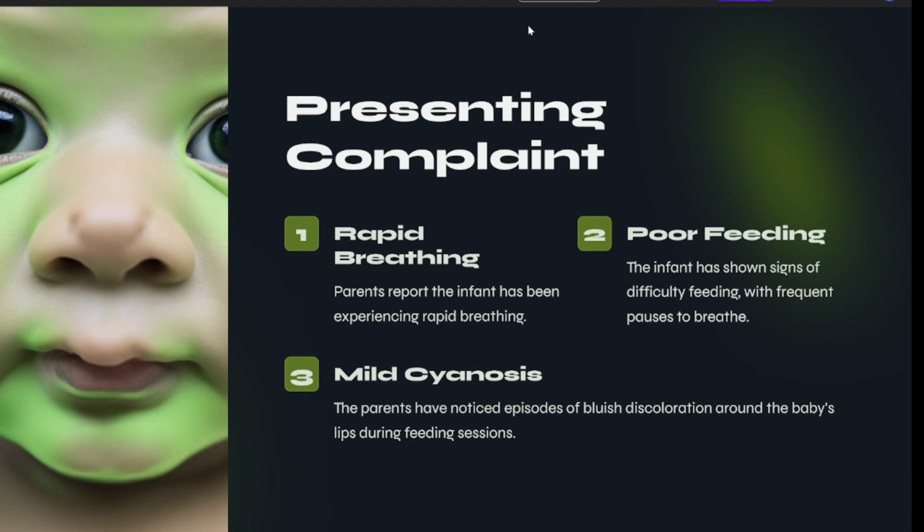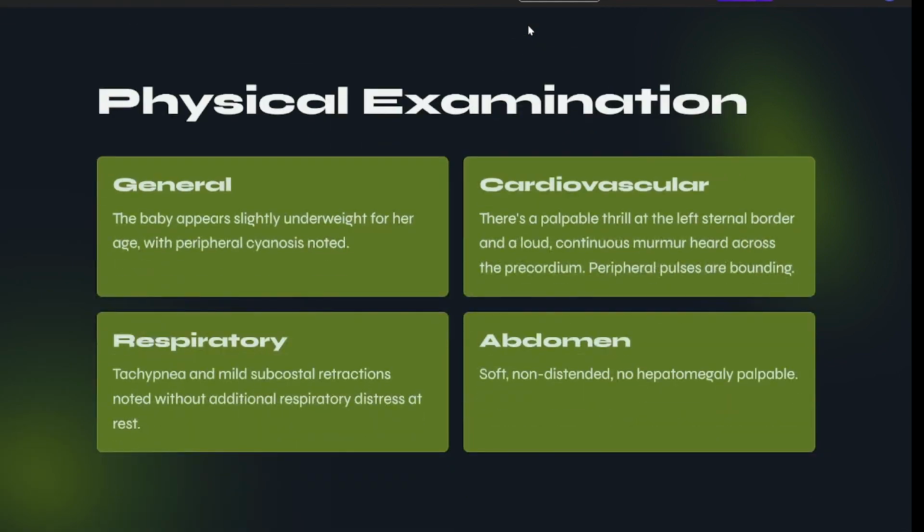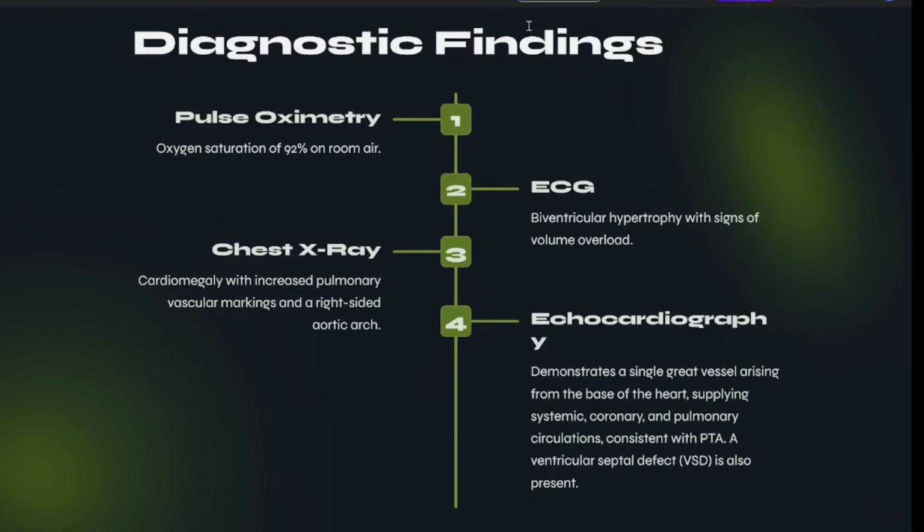History of present illness: over the past week, the infant has shown signs of difficulty feeding with frequent pauses to breathe. The parents also noticed episodes of bluish discoloration around the baby's lips during these feeding sessions. Physical examination. General: the baby appears slightly underweight for her age, with peripheral cyanosis noted.